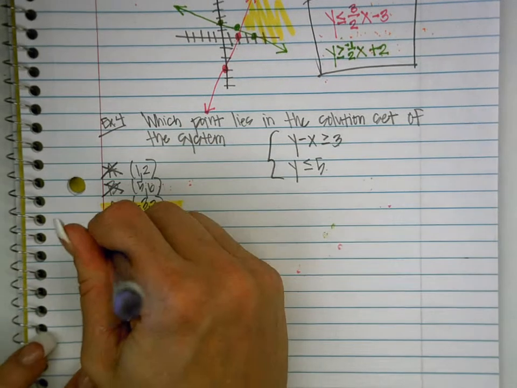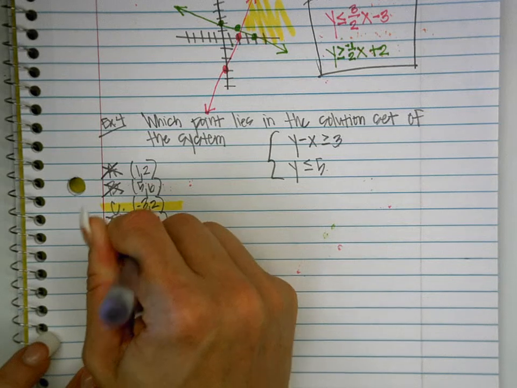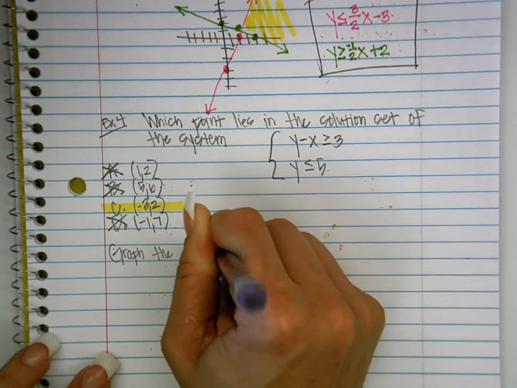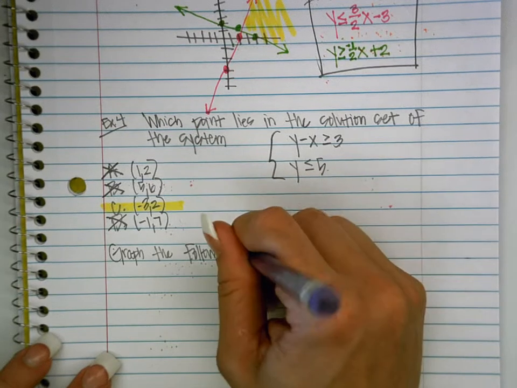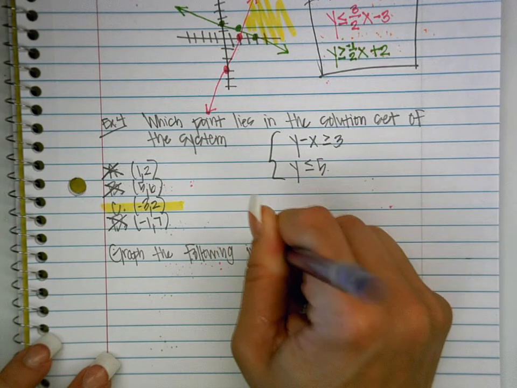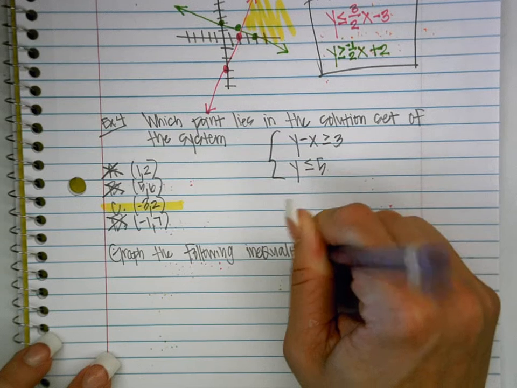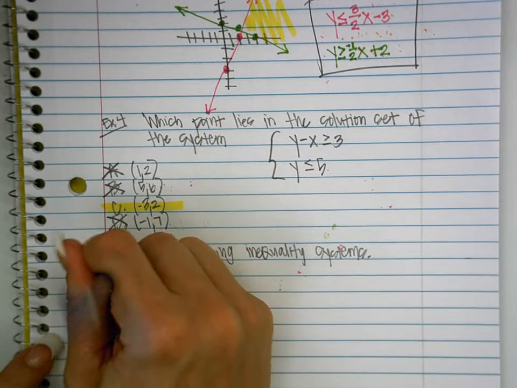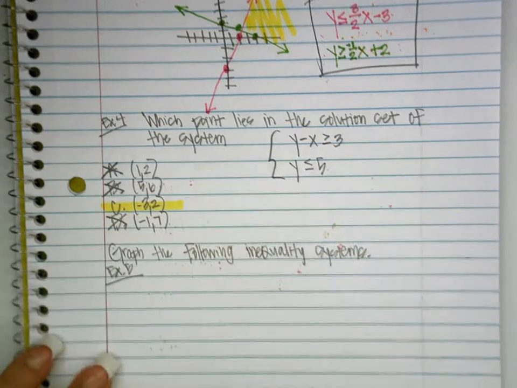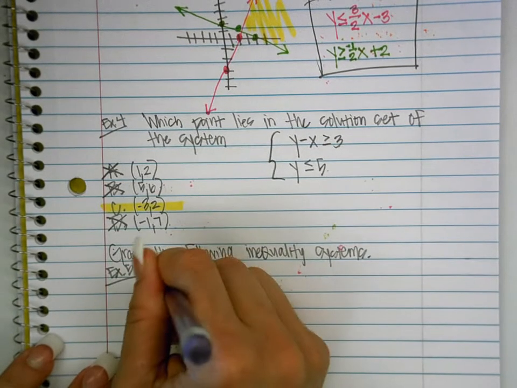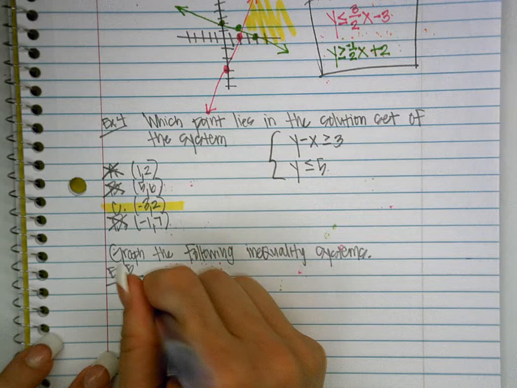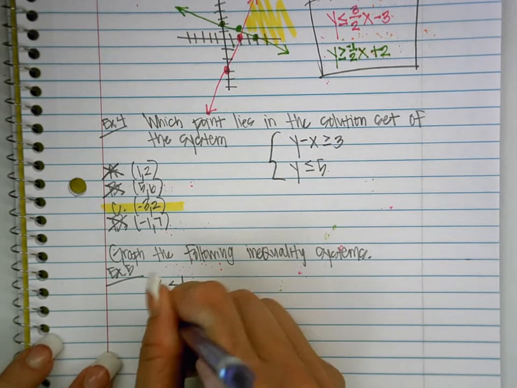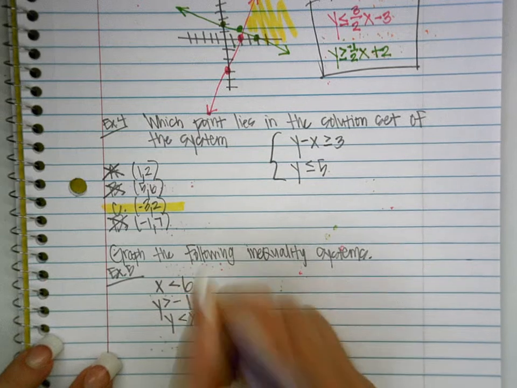Last thing that we're going to do is graph the following inequality systems. If I ask you to graph x is less than 6, y is greater than negative 1, and y is less than x plus 2.